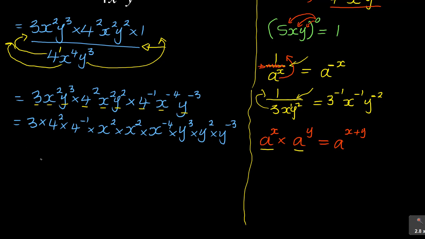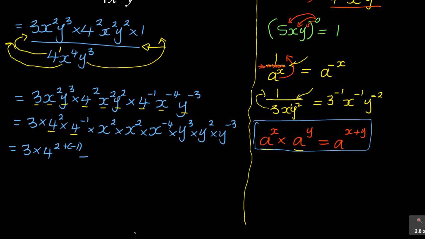So now we are going to be applying this particular law here. As I said, it is the law whenever the bases are the same. So let's follow where the bases are the same. It is equal to 3 times. Now look at the first part. We've got 4 and 4. So the bases are the same. So you'll have 4 to the power of 2 plus minus 1. Remember, you must add. And then times, not plus, times.